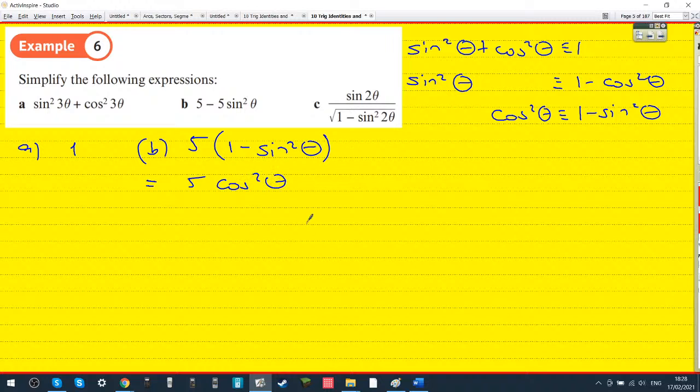Okay, question C. Same, I don't know if that one. Say it again. I'm not too sure about this one either. How about the bottom of it? What could you do there? Square it. What is 1 minus sine squared 2 theta the same as?